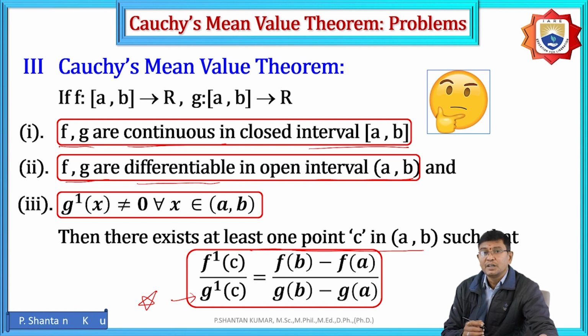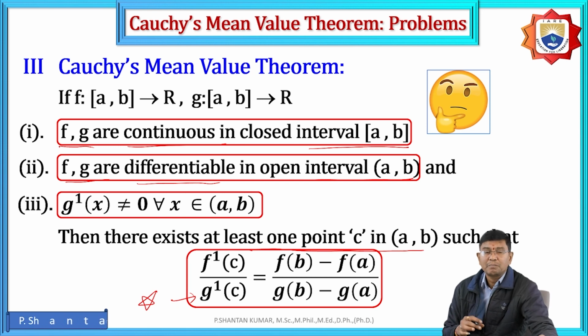Then there exists the condition, at least one point c belonging to (a, b), such that f dash of c by g dash of c is equal to f of b minus f of a by g of b minus g of a. Based upon these three theorems, next we need to continue, as a continuation at the time of the question bank.